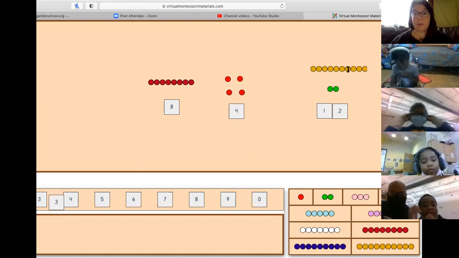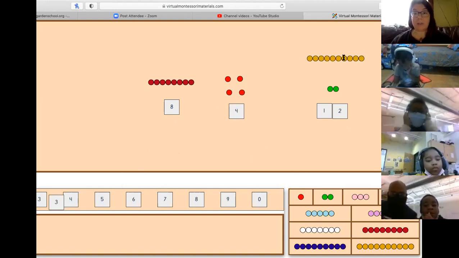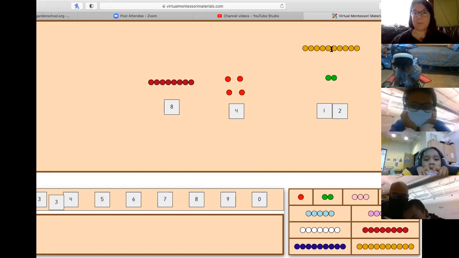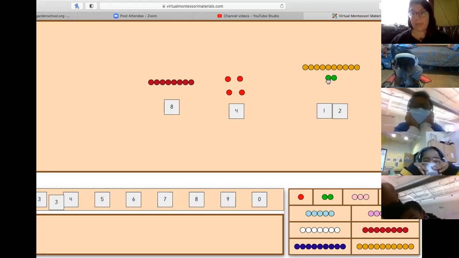Now we could also, when we turn this into a subtraction problem, just take 8 away from 12 because it's the same thing. 12 minus 8 will give us what we're missing.